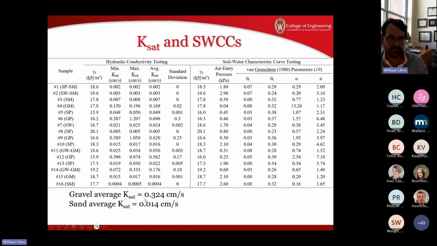The average conductivity for the gravels was about 0.3 centimeters per second, and for the sand about 0.015, so within expected ranges. The information on the right there are those Van Genuchten soil water characteristic curve parameters for each of the materials. This becomes the data set that we can develop correlations to things like grain size from.